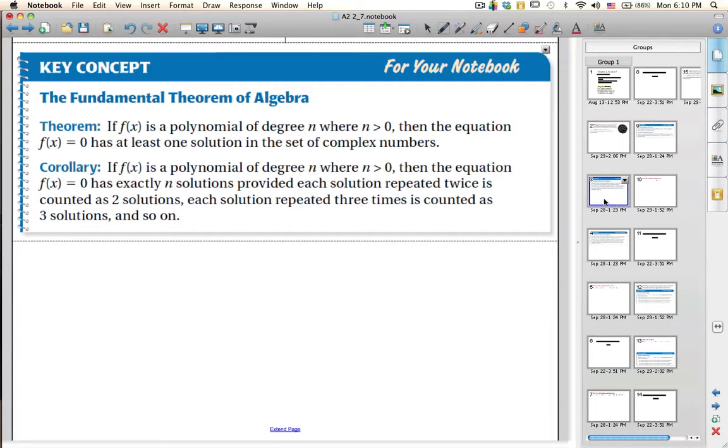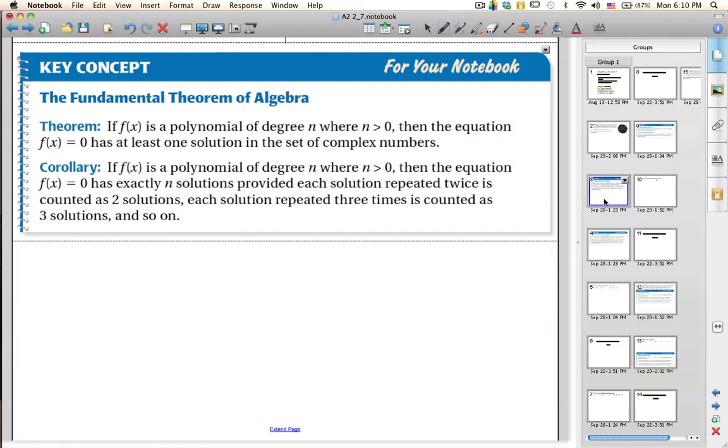So we're supposed to apply the fundamental theorem of algebra, and this is it. The theorem says that if f of x is a polynomial of degree n, where n is greater than 0, so it's a polynomial with a degree that's greater than 0, so first degree, second degree, third degree, fourth degree, then the equation f of x is equal to 0. Remember, we set polynomial functions equal to 0 in order to find solutions. And it says it will have at least one solution in the set of complex numbers. So that's all that really means is, as long as you have a polynomial with a positive degree, you can find a solution.